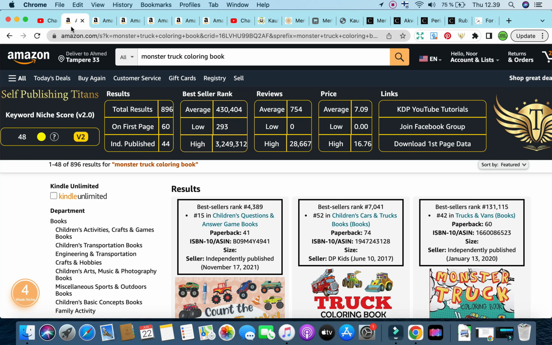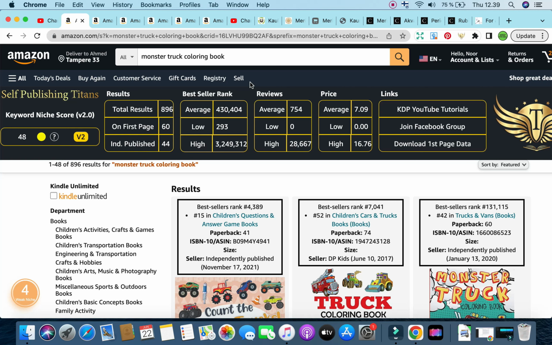Total results are below 1,000, being 896, and the average bestseller rank is 430,404. Now, we have an average reviews of 754, average price is $7.09. And for this sake, all the data being positive and nice and strong, I'm going to ignore the number 4 given by Amazon Scout Pro, because these all fit into the box of being profitable. Monster truck coloring book, great keyword.